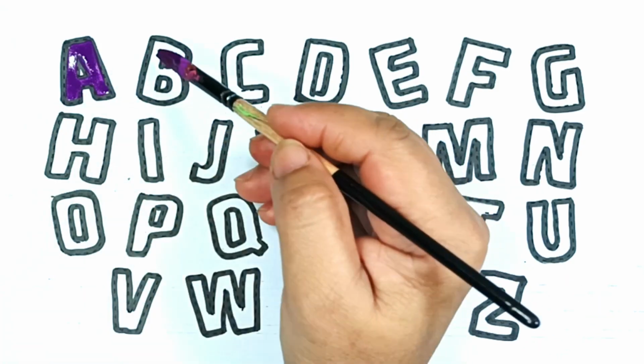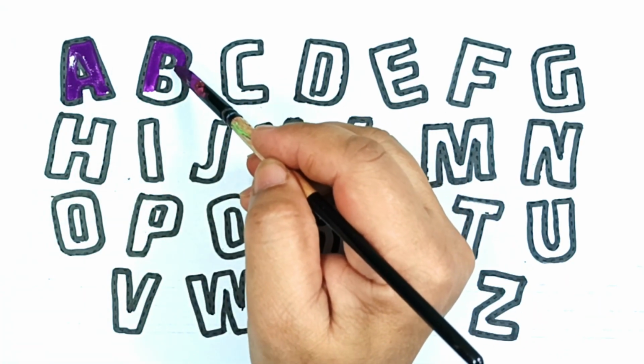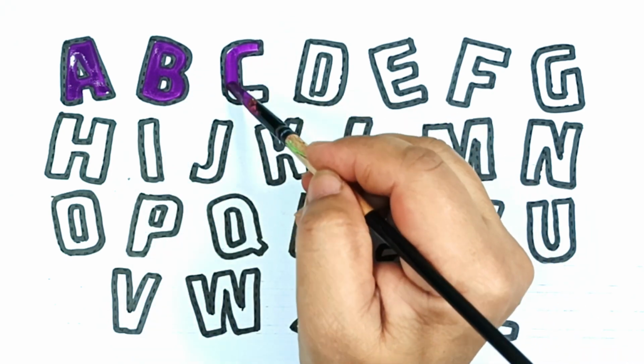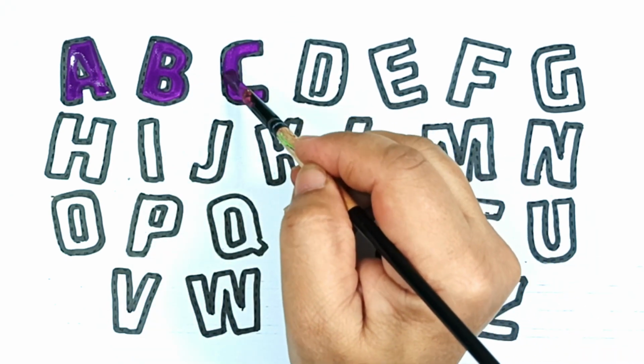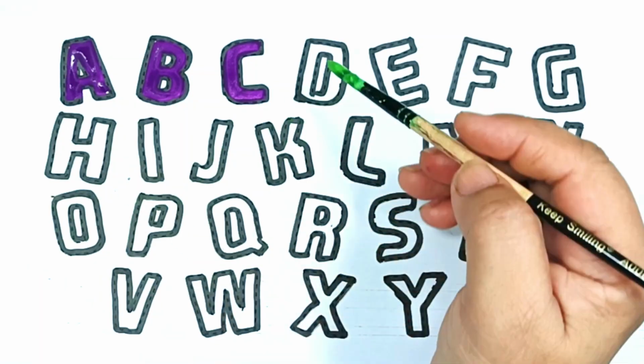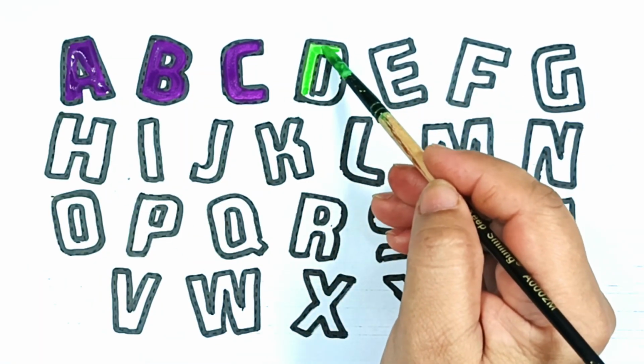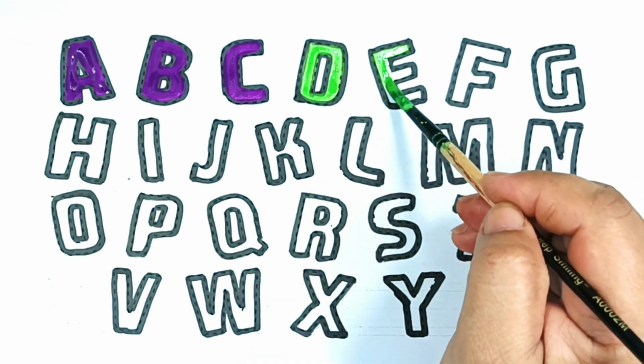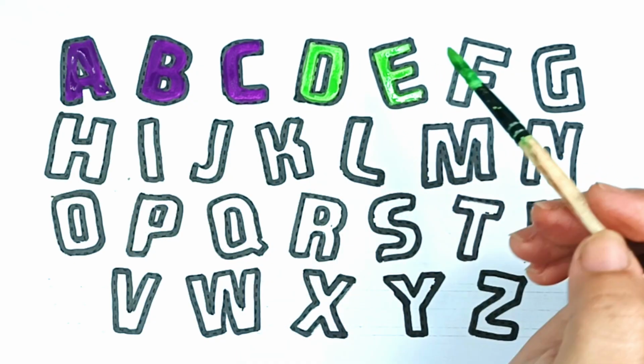A for apple. B for ball. C for cat. D for doll. E for egg. A, B, C, D, E, F, G, H, I, J, K, L, M, N, O, P, Q, R, S, T, U, V, W, X, Y, and Z. Now I know my ABCs. Next time, won't you sing with me?